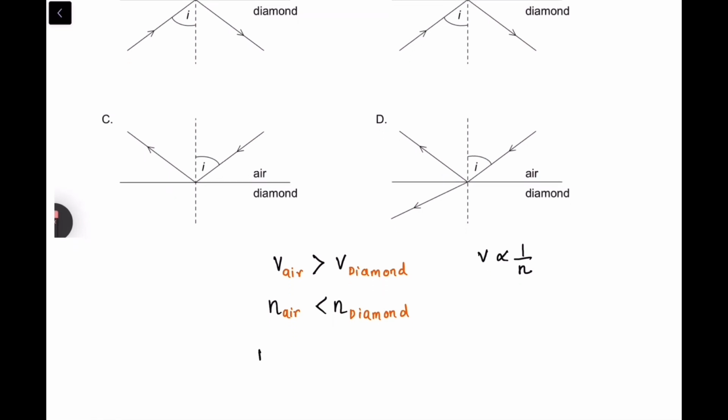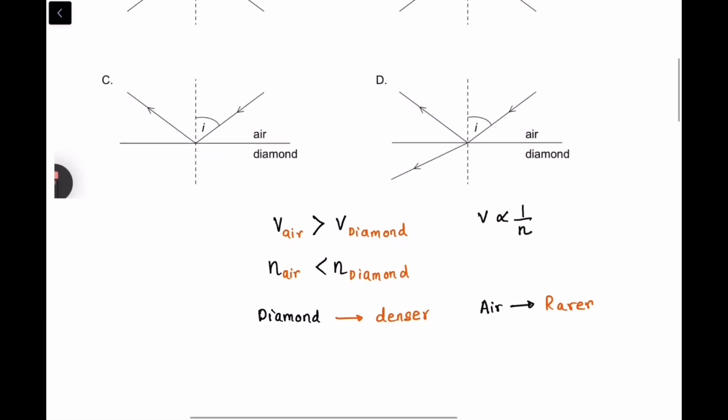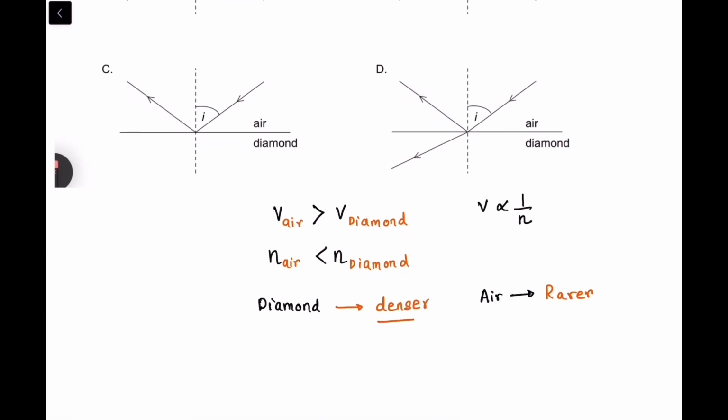So diamond will be our denser medium, and air will be our rarer medium. Now we know that when light travels from a denser medium to a rarer medium with an angle greater than the critical angle, what happens? You know this phenomenon is called total internal reflection, that is TIR.